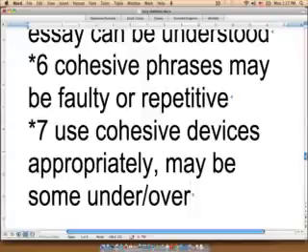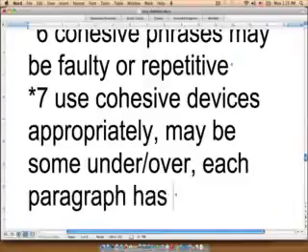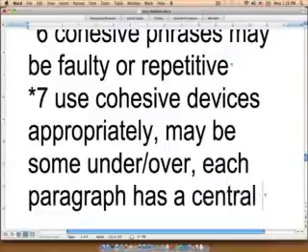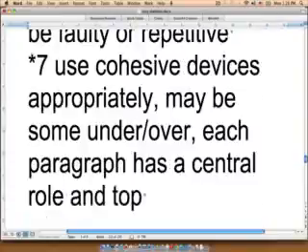Now, a second thing is that a band 7 student will know to structure their essay so that each paragraph has a central role and topic. I think you would probably understand topic: when we're writing one of our supporting paragraphs, we should just be talking about one topic. We shouldn't be talking about 2 or 3 separate topics and trying to discuss them all at the same time. No, there should be one paragraph for each topic that we bring up.